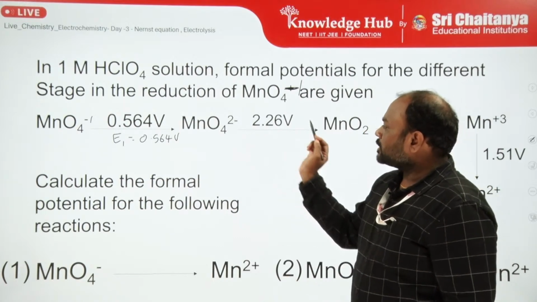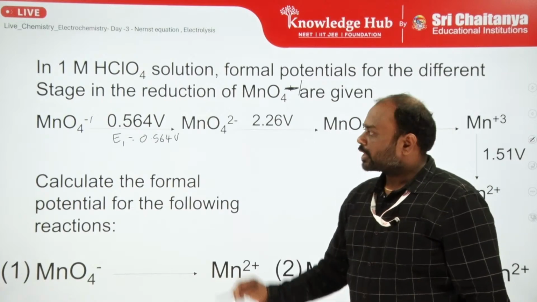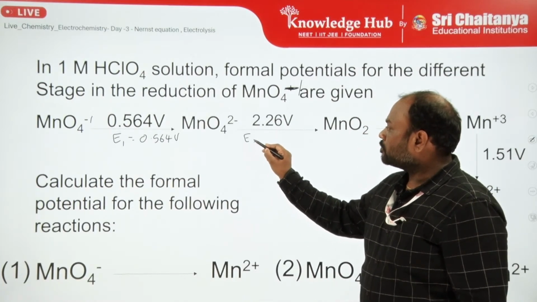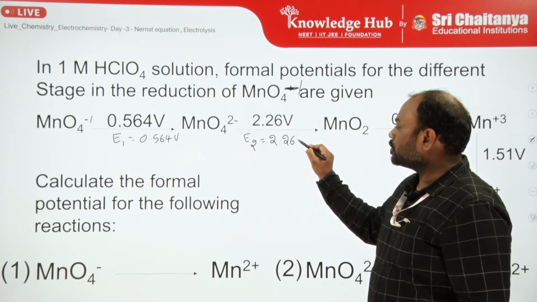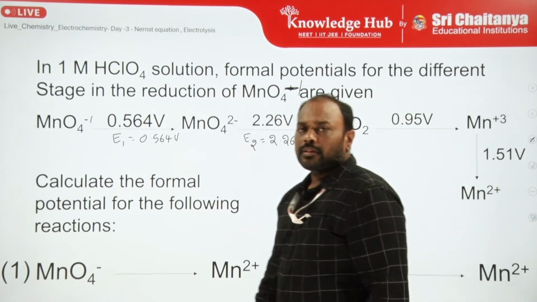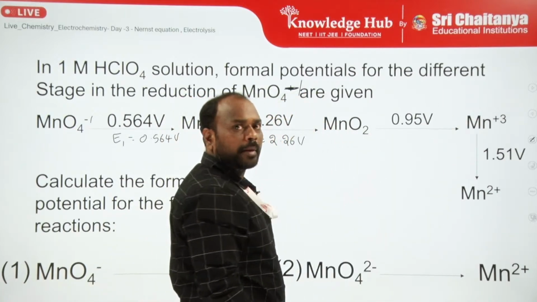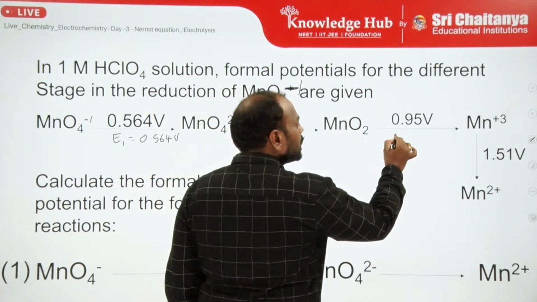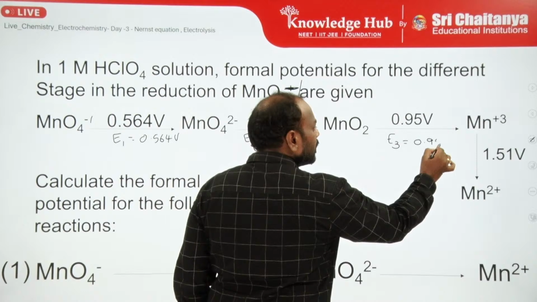Now the second step. MnO4 minus is converted to MnO2. This is the E2 value. What is the E2 value? 2.26 volts is given. See the third step. MnO2 is converted to Mn plus 3. This is the third electrode potential. What is the value? 0.95 volt.